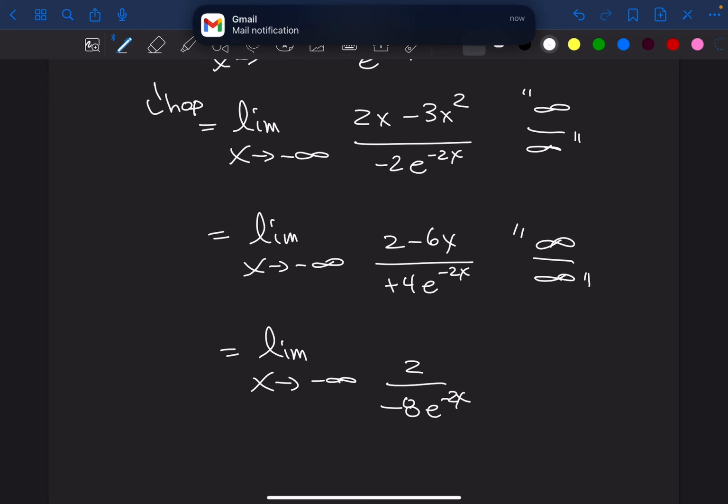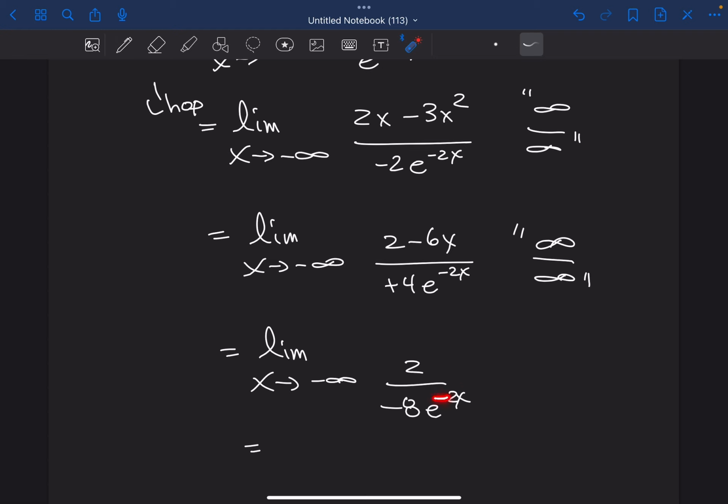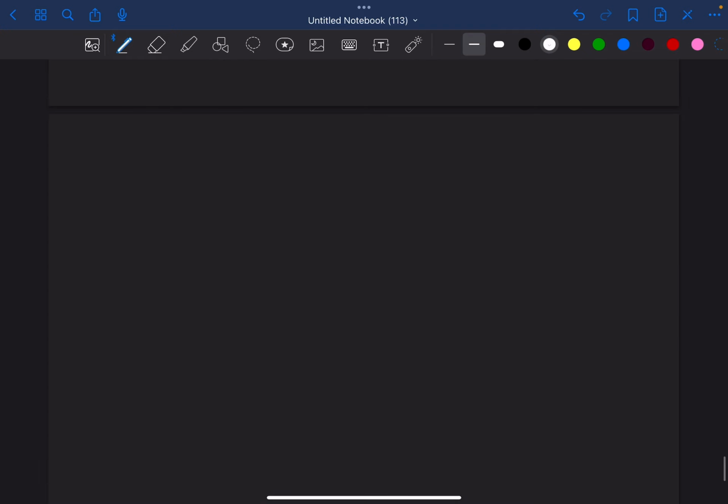And why is that great? Because the top is just a constant, and if you plug in negative infinity, or in other words let it get really large, the bottom blows up, so this whole thing is going to 0. All right.